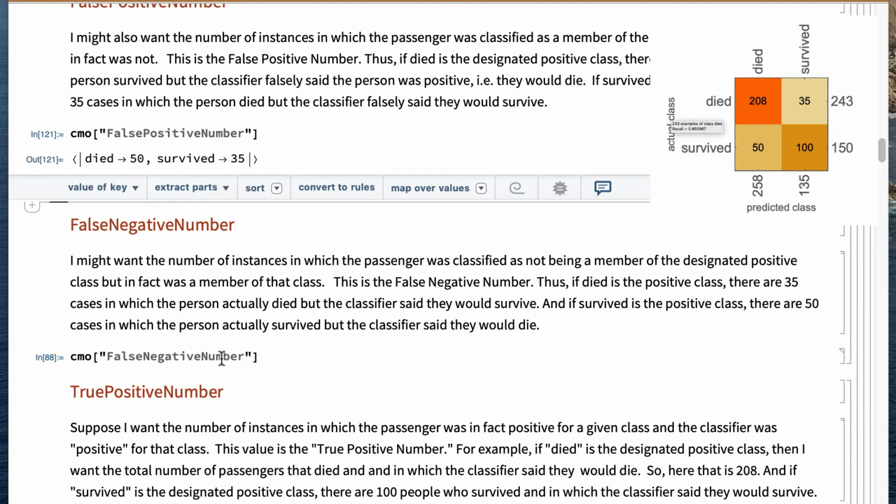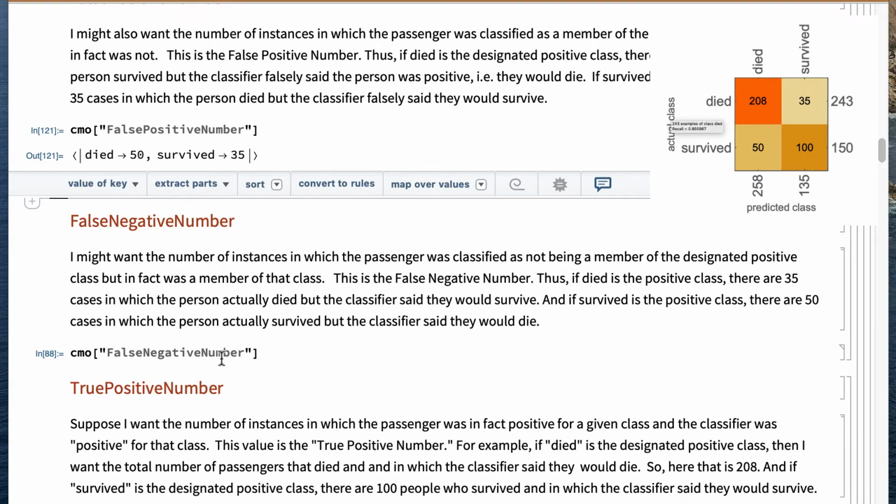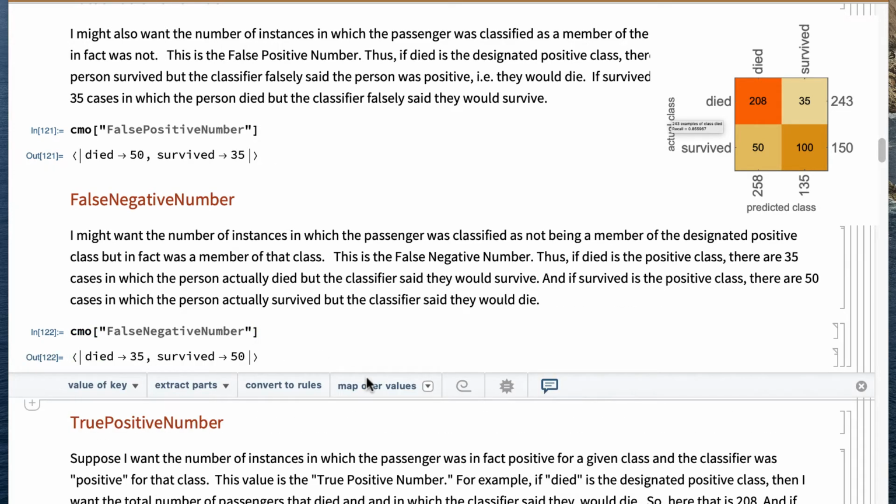The false negative number are people who we said were in the negative class, and we were wrong about that, actually. They were a member of the positive class. And so if died is the positive class, then there are 35 cases in which the person actually died, but the classifier said they would survive. And if survive is the positive class, there are 50 people in which the person actually survived, but the classifier said they would die. So there we go. That's the false negative number.